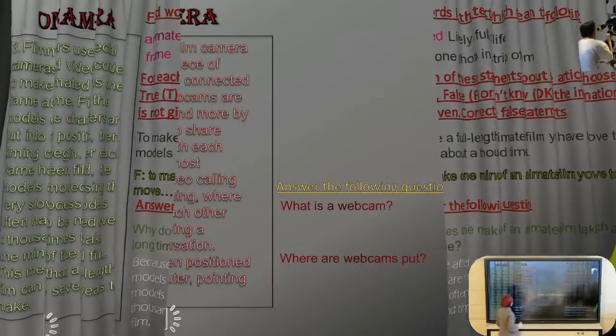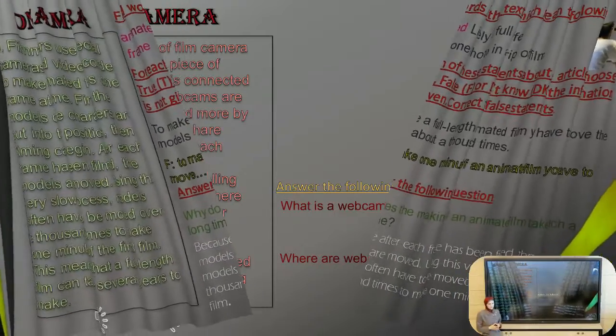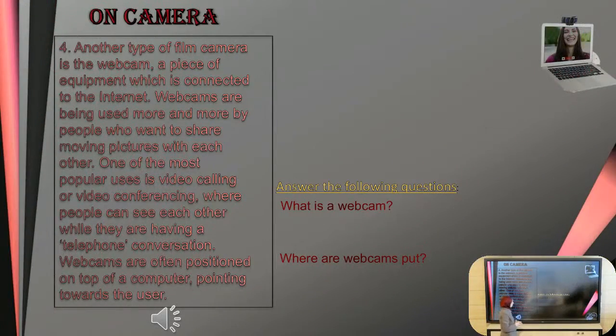We have finished the third part. Let's move to the fourth one. We have another 2 questions about this part. What is a webcam? Where are webcams put?